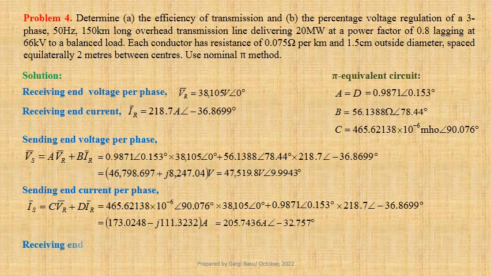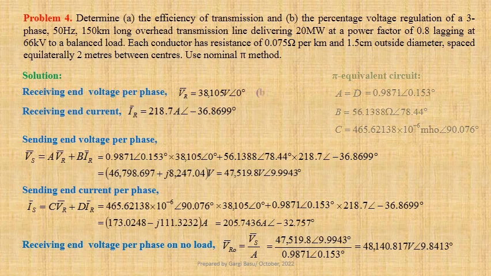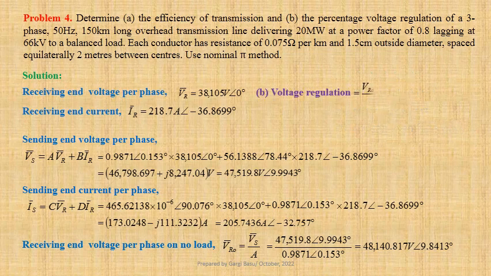On no load, receiving end current IR equals 0. Therefore, receiving end voltage per phase on no load VRO equals Vs divided by A. Using values we get 47,519.8 ∠9.9943° divided by 0.9871 ∠0.153°. That gives us 48,140.817 volt ∠9.8413°.